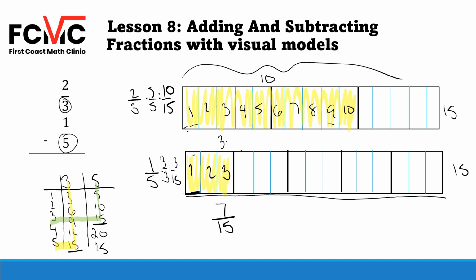And just doing it the old-fashioned way, multiplying and finding our common denominator, so times 5 over 5, we get 10/15, times 3 over 3, we get 3/15. Subtract, we get 7/15, so that's our answer.